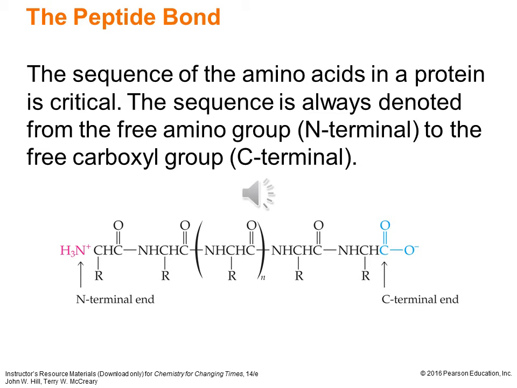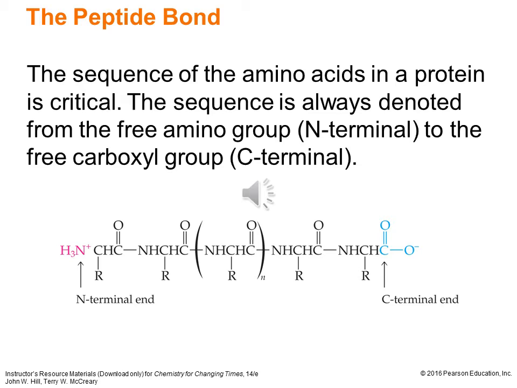As I mentioned when I was naming some of those interesting sounding dipeptides or tripeptides, the sequence of the amino acids is very, very important. So the sequence is always named from the free amino group, the N-terminus, or the N-terminal as our book says, to the free carboxyl group, the C-terminus, or C-terminal as our book says. And so that way we can have our order correct, and we can be talking about the same thing.